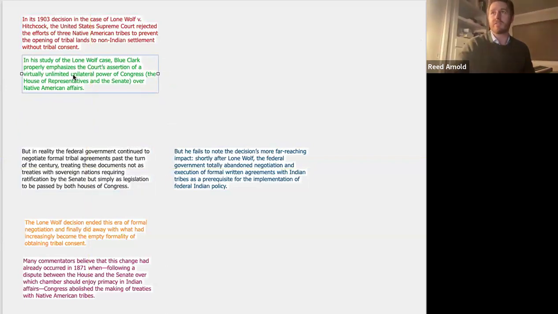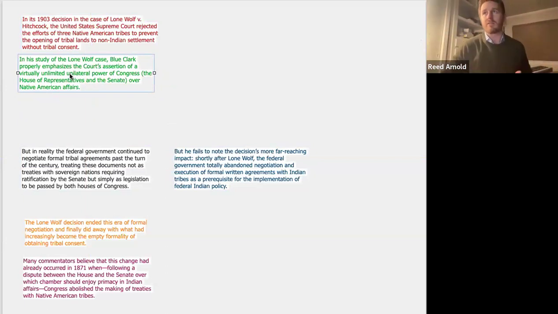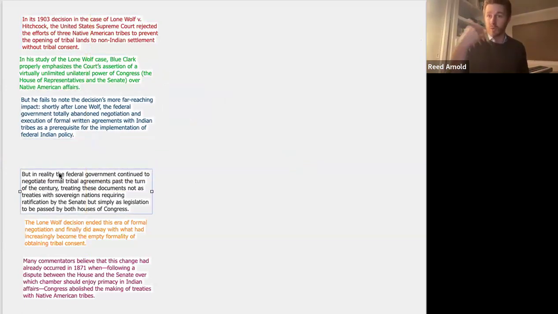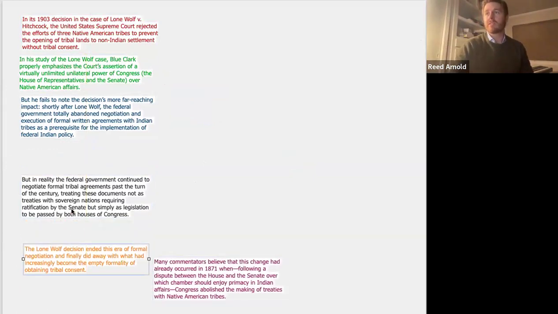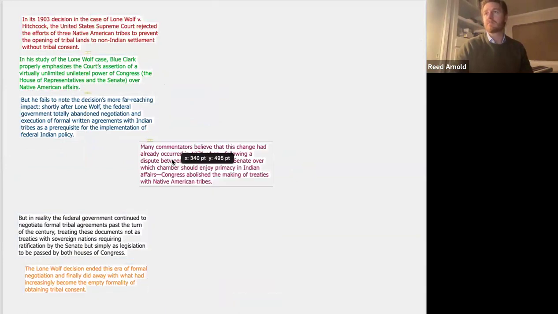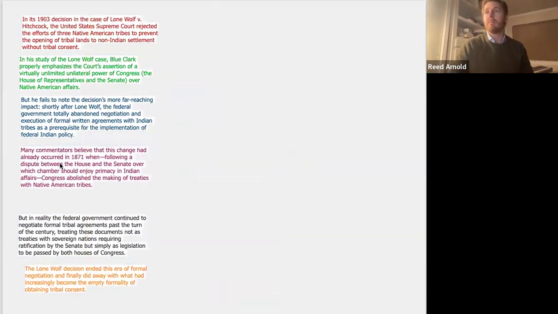All right, so here's the case. Here's the story of the case. Here's, in his study of the case, Blue Clark does note that it was important, but he fails to note the real importance, which was that this was when the U.S. government just totally said, no more negotiations, no more written agreements. And then we're going to put this last sentence we read here. Many commentators believe this change. What change? Well, this abandonment of negotiation and agreement.